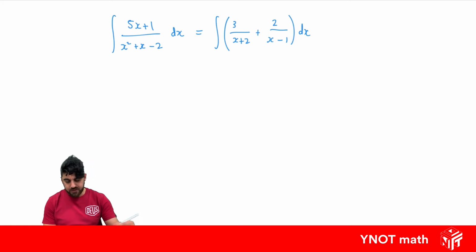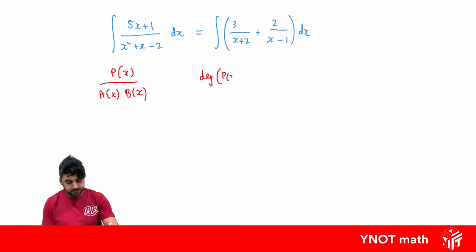And we're always going to be able to do this based on the theorem that if we have some polynomial p(x) over a(x) multiplied by b(x), we'll always be able to break it down and decompose it into its partial fractions if the degree of p(x) is less than the degree of a(x) plus the degree of b(x).